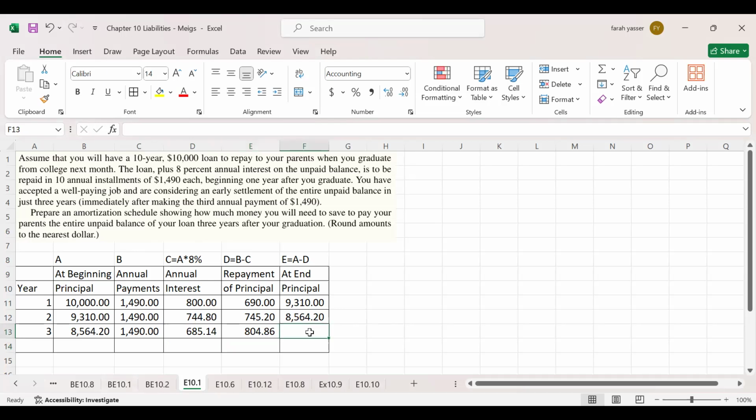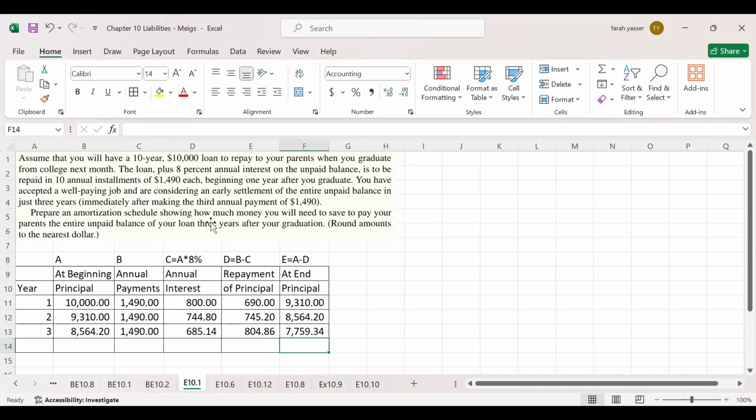Again, the ending balance of the principal is from the beginning balance, which is 8564.2. We will deduct the repayment of principal, which is 804.86. So this is 7,759, or you can say it is 60. This is the ending balance.